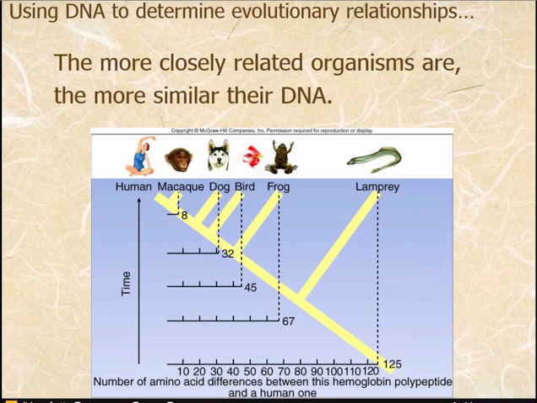Now remember that in Darwin's day they didn't know what DNA was. Now they know what DNA is, and so scientists more recently have been using DNA to determine evolutionary relationships. What they've figured is that the more closely related organisms are, the more similar their DNA must be. So for example, on the diagram, the human and the macaque are very similar in terms of their amino acids and in terms of their DNA, whereas a human and a lamprey are much farther apart in terms of their DNA, and so they're considered less closely related.